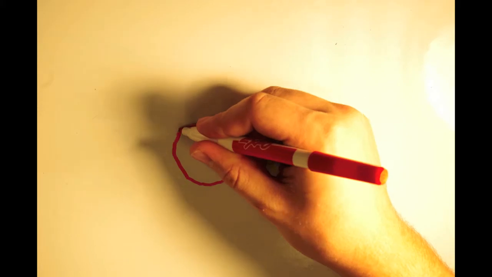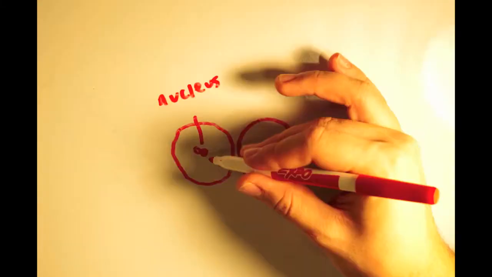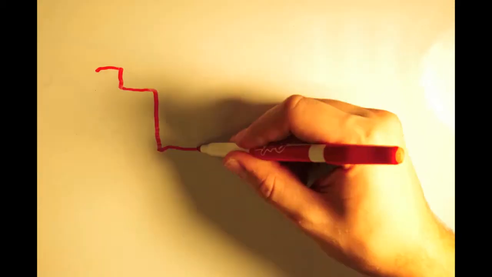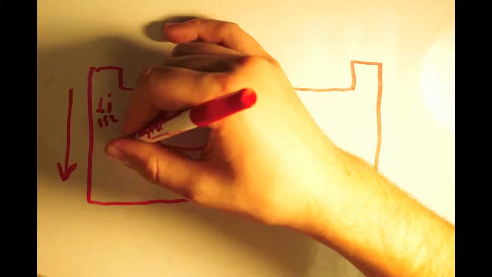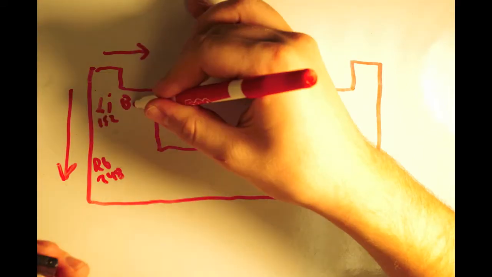Atomic radii is half the distance between the nuclei of two bonded elements. It is commonly measured in picometers. In the s-block of the periodic table, looking down column 1, the atomic radii increases. Lithium has an atomic radii of 152, while rubidium has an atomic radii of 248.